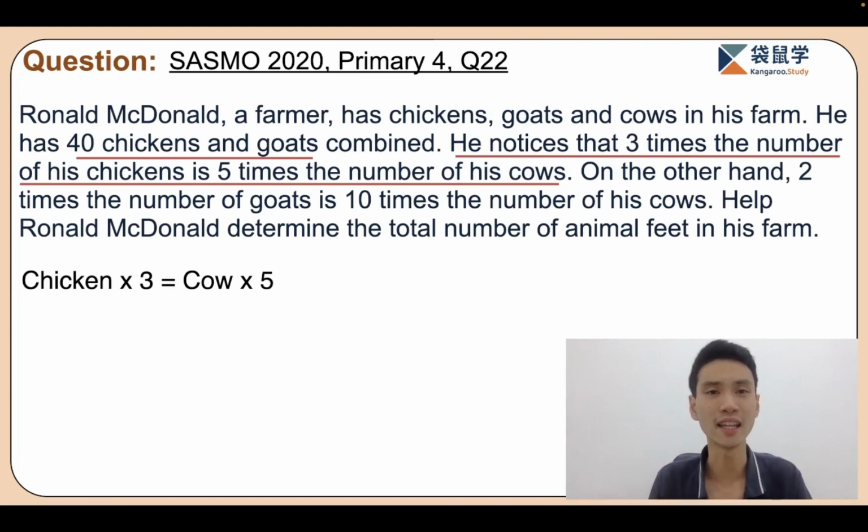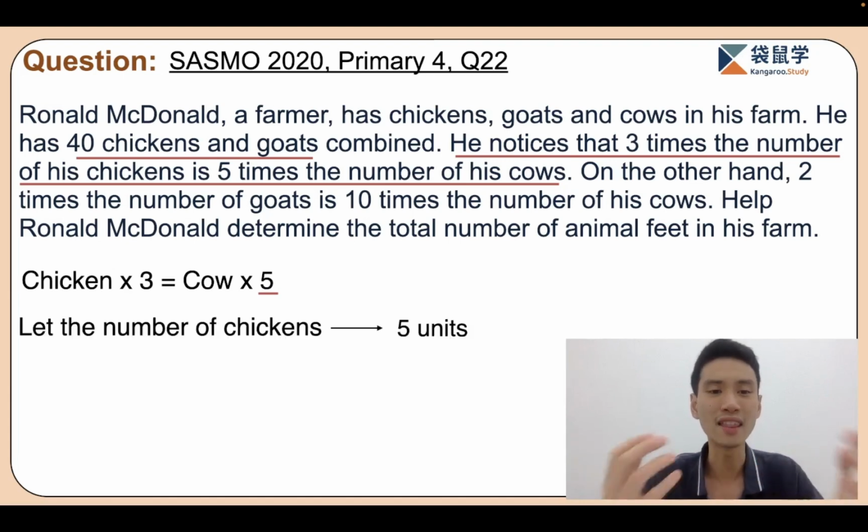So, if we don't set the number of chickens as 1 unit, then what do we set the number of chickens as? If you said 5, then you're very, very correct. That's great. How do you know that we should set the number of chickens as 5 units? It would be the opposite number. So, the number on the other side of the equal sign is the number we use to assume the units for the number of chickens. So, we would assume now that the number of chickens is 5 units.